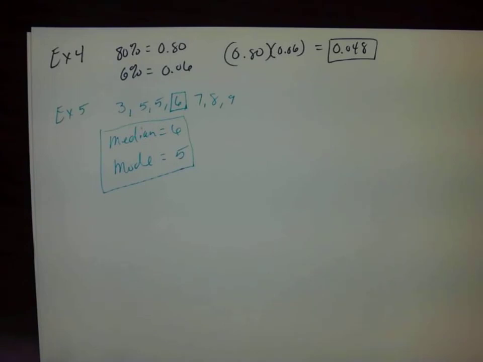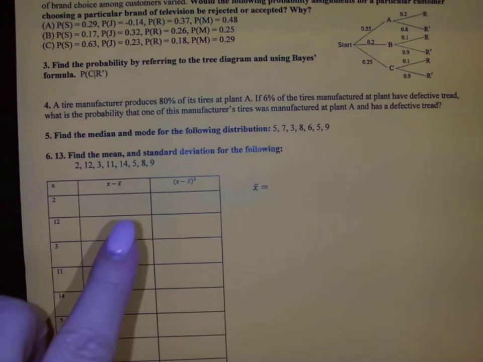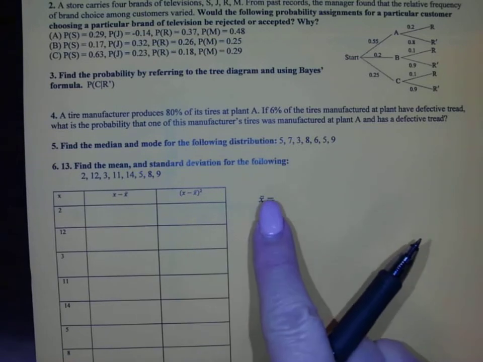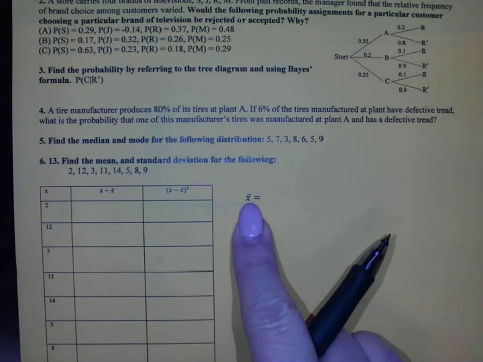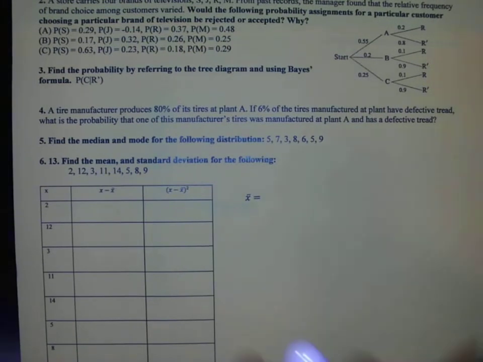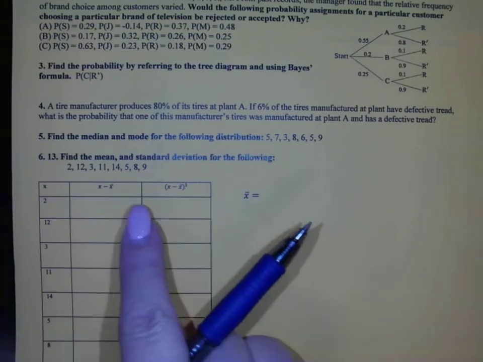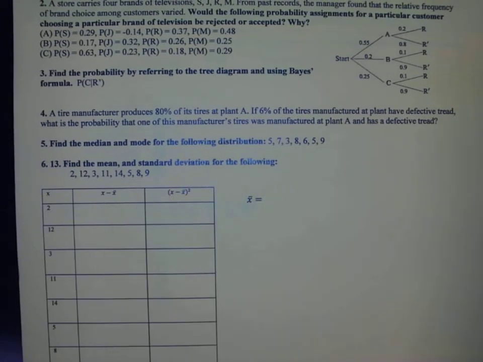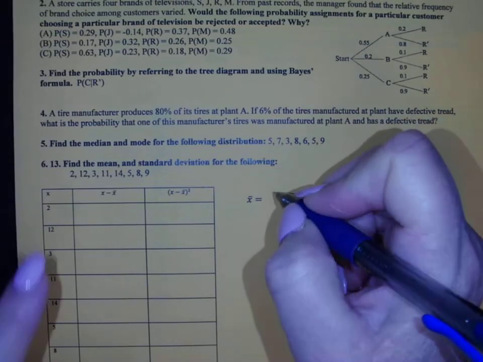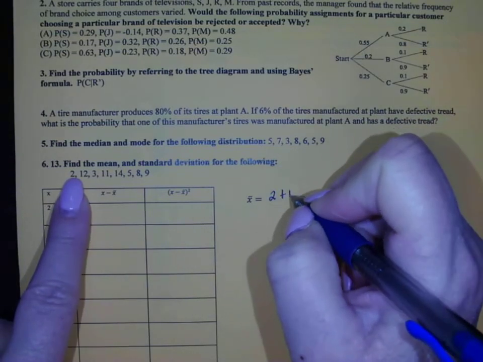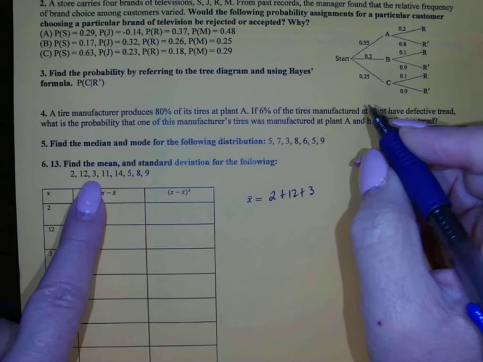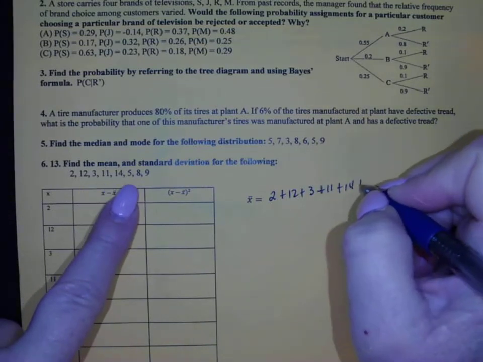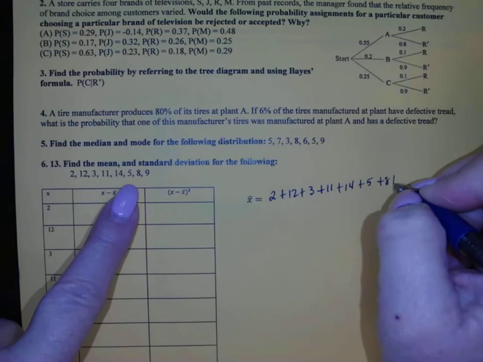All right, number 6. We need to find the mean and the standard deviation for the following. So remember that the mean is x bar. When we're finding the mean, we have to add all the numbers up and divide by the number of numbers we have. So we're going to do 2 plus 12 plus 3 plus 11 plus 14 plus 5 plus 8 plus 9.